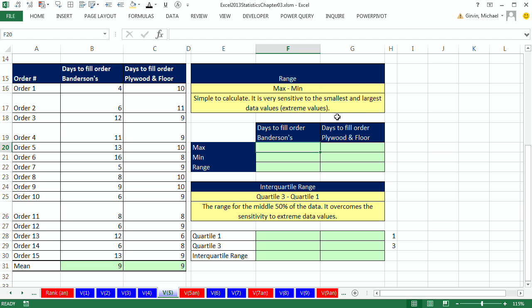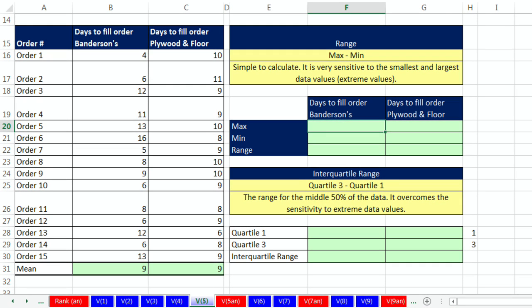We're in essence only calculating from two numbers in the data set. But still, it's a useful calculation. We want to see the range, so I'm going to take the max. And this is a relative cell reference. I'm highlighting Banderson's, Control-Enter. And now I copy it over. So there's a max for both. You could put it in edit mode and check to see that it got it right.